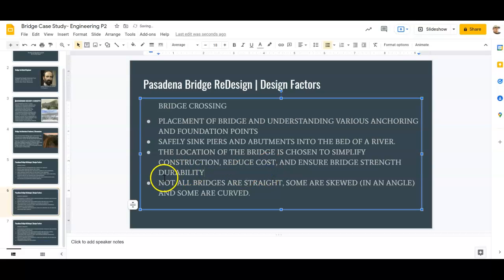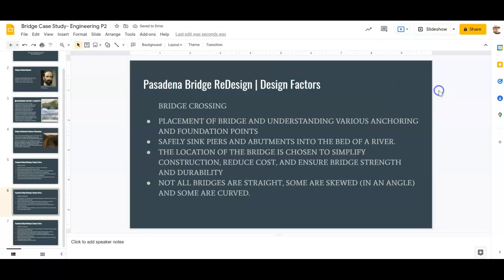Let me erase that. That just doesn't sound right. So let's say a bridge is going over a river, and you need it to go over a river because one part of the town is growing, one side of the river, a town is growing, and on the other side of the river, the town is growing as well. And we needed a way to connect the towns together for commerce or whatever reason. And we need a bridge.